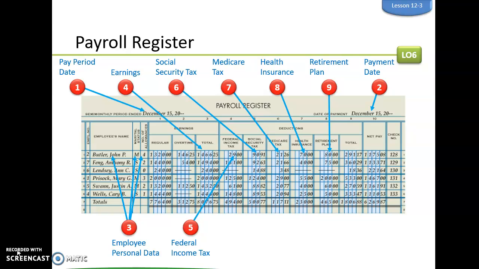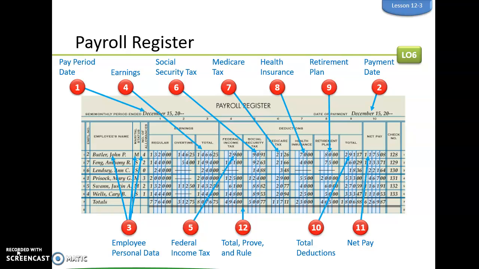And then retirement plan. So in this case, Mr. Butler is having 3 Green withhold $80 per pay period for his Roth IRA. And then we're going to total up our deductions. And how do we figure out the net pay? The net pay is our total earnings minus our total deductions. So we're going to take that $1,466.25 minus the $291.17, and that's how we're going to get the $1,175.08. And then, of course, we have the check number to write the check, and that's where we put the $128 there.